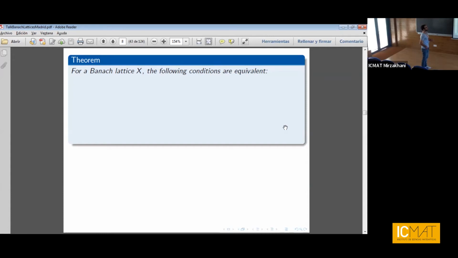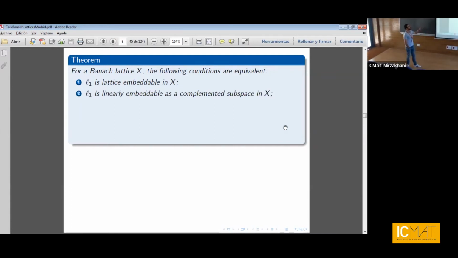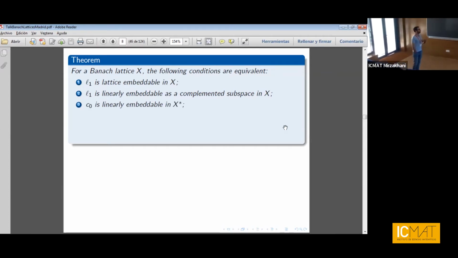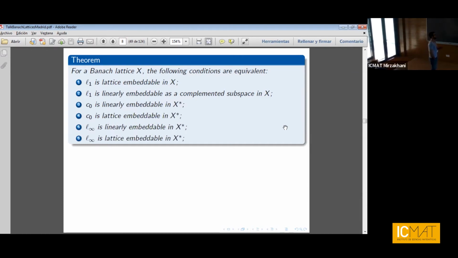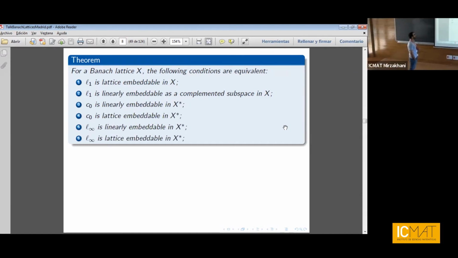For example, little l1 does not satisfy this property, but it somehow satisfies a similar property. It is lattice embeddable into a Banach lattice X if and only if it is linearly embeddable as a complemented subspace in X. So a similar property appears in the talk of Timo Oiber corresponding to the free Banach lattice of a Banach space E, and this was in turn equivalent to the fact that l1 was complemented in the Banach space E. And well, this is in turn equivalent to several other conditions, which is due to Saab and Pelczynski.